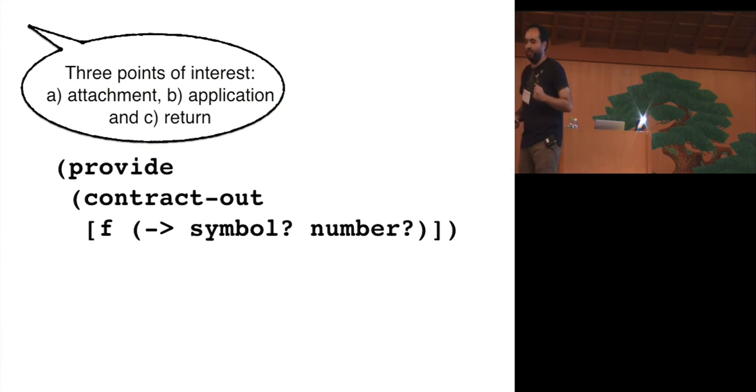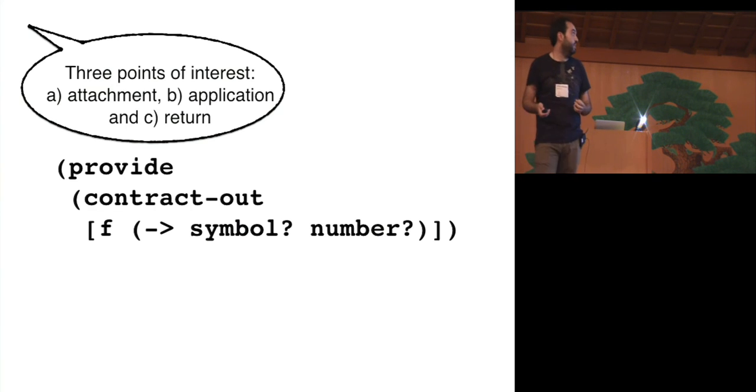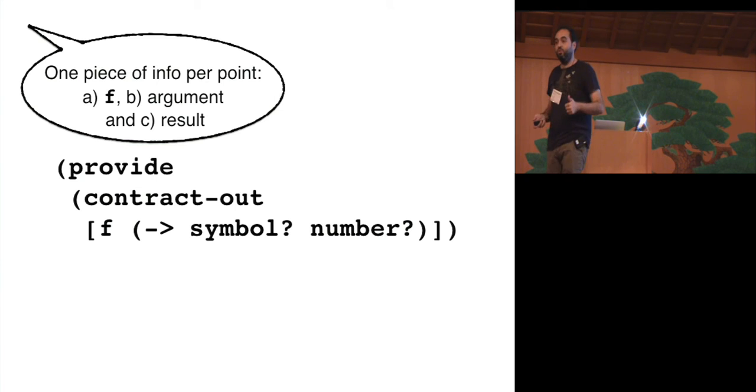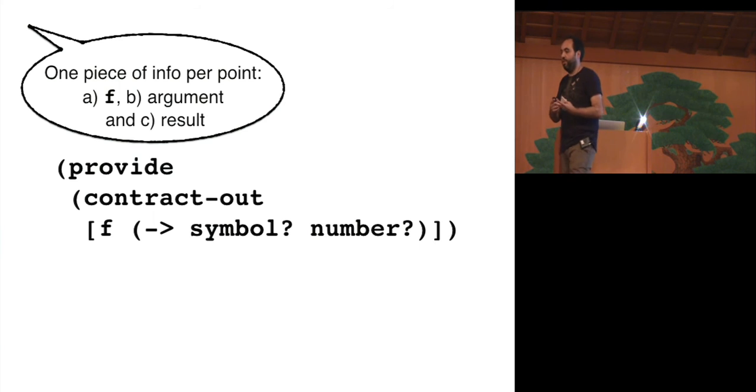This is the arrow contract. So here we have a function f exported from our module under the contract that says that the argument has to be a symbol and the result a number. Okay, we have 3 points of interest now. The attachment, just like before, but we also have every function application and every function return. And we have one piece of information per point. First, for the attachment, we have the value bound to f itself. For the application, we have the argument, and for the return of the function, we have the result.